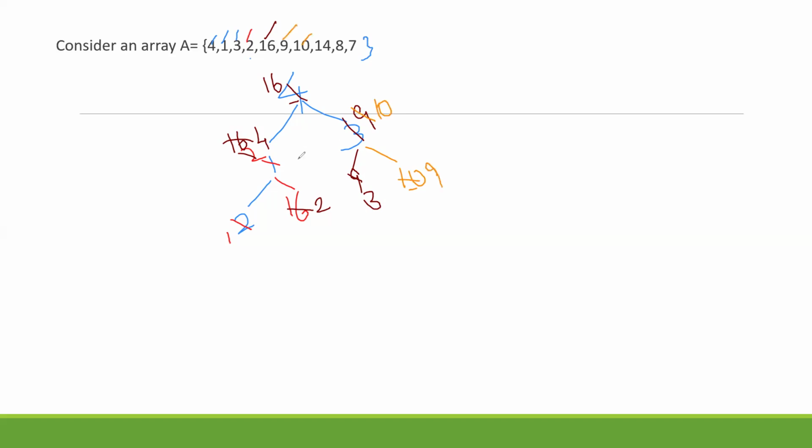This is over. Now 14. Now I'll write this one, it will be a little bit confusing, so I'll write it once again. Now 16. I got now 4, and here I got 10. Here I got 1, here 2, here 3, and 9. Up to now, I got these values.